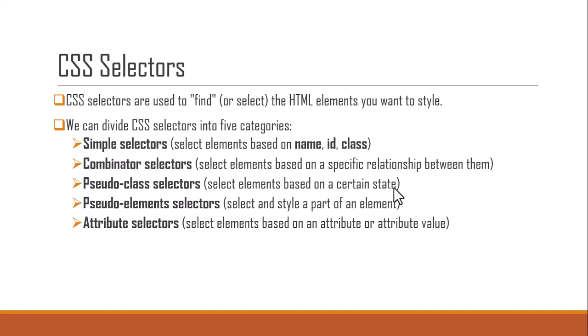Pseudo element selectors are a little bit similar to pseudo class selectors, but they differ in that they only apply the style to some part of the element. For example, in a pseudo class selector, we may apply a hover effect for the whole element, but in a pseudo element selector, we apply it for the first line or the first text or other things. So part of the element is styled.